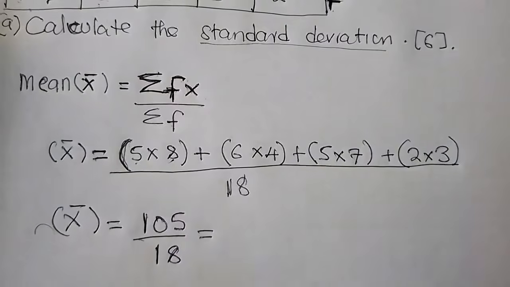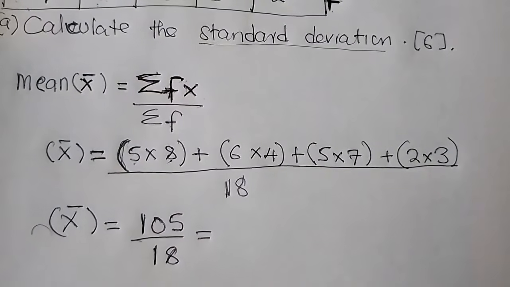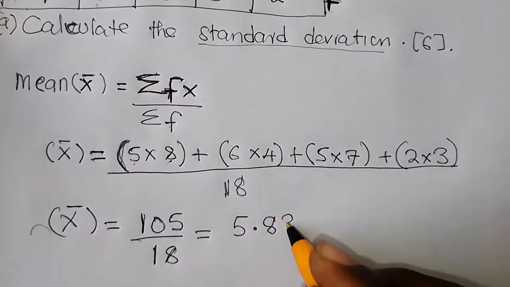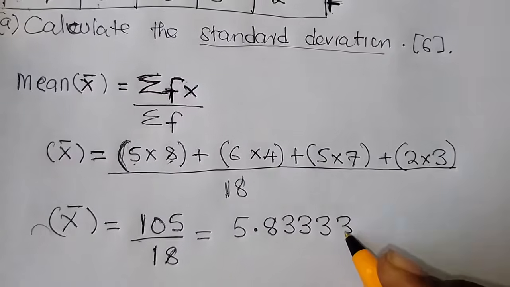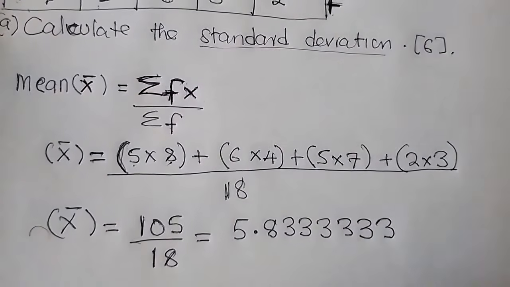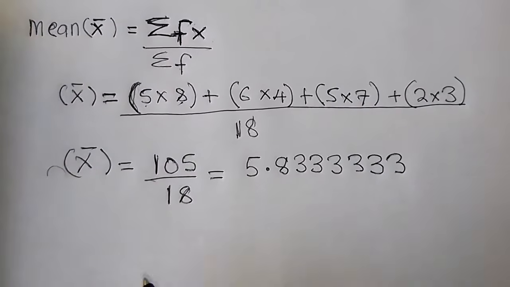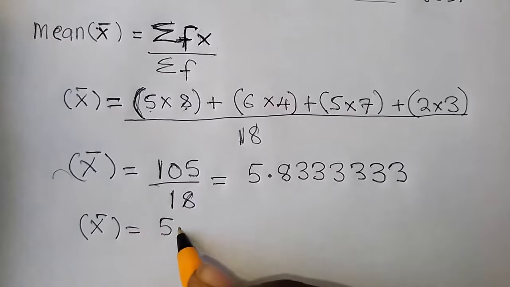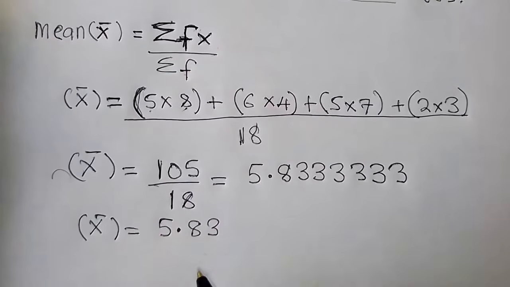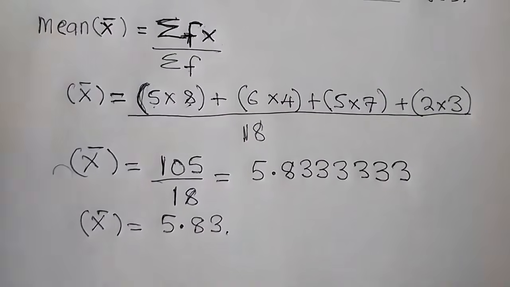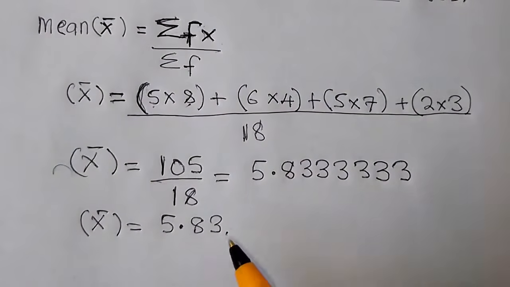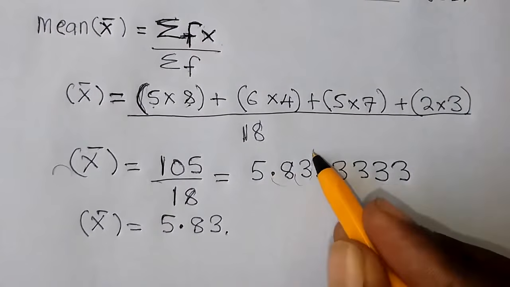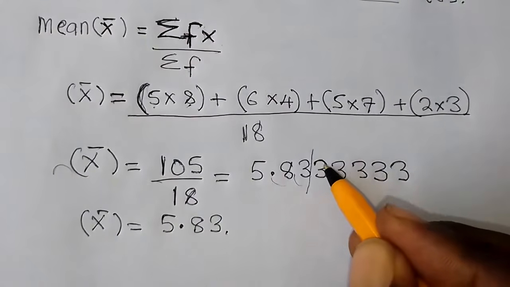So I divide 105 by 18. The answer is 5.833, and the number just keeps going like this. So finally I can conclude that my mean is equal to 5.83. I've put my answer to 2 decimal places. This is the point, then I say 1, 2.